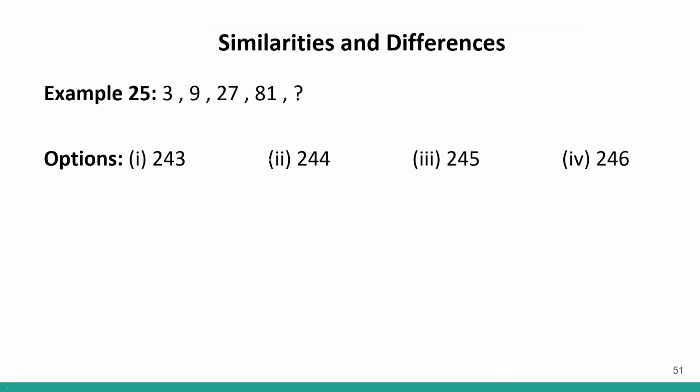Okay. Now, 3, then 9, then 27, then 81. So when I told you, whenever you see such a huge jump, assume that it is multiplication. So if I multiply 3 by 3, I'll get 9. Similarly, if I multiply 9 by 3, I'll get 27. Similarly, if I multiply 27 by 3, I'll get 81. So now I have to multiply it by 3. So if I multiply 81 by 3, I'll get 243, which is option number 1. So option number 1 will be my correct answer.